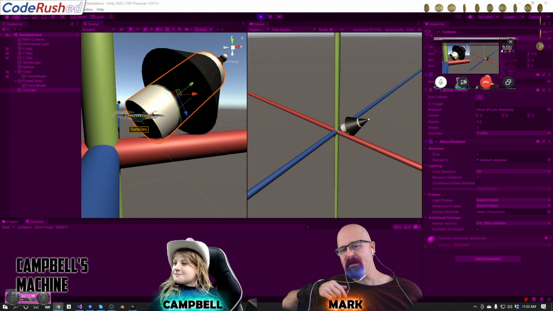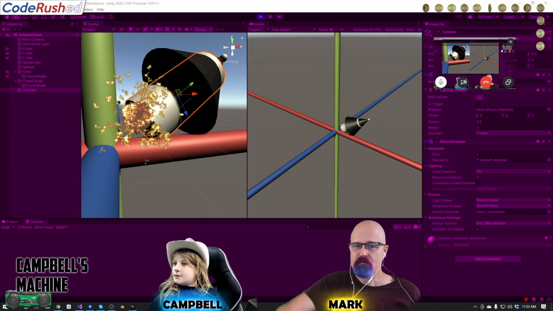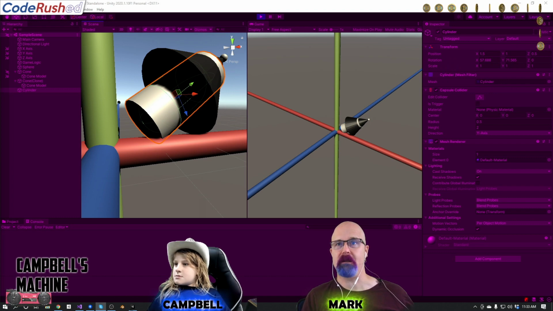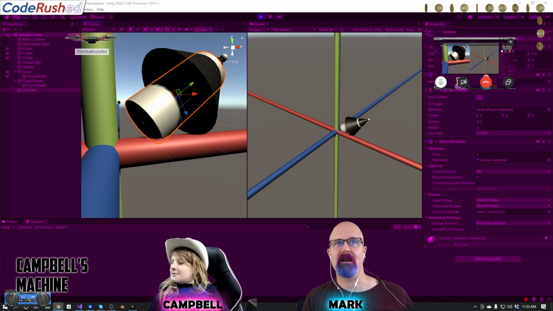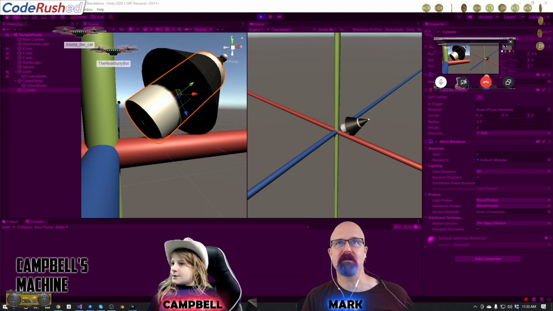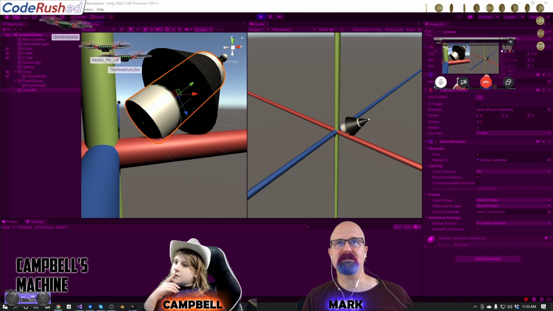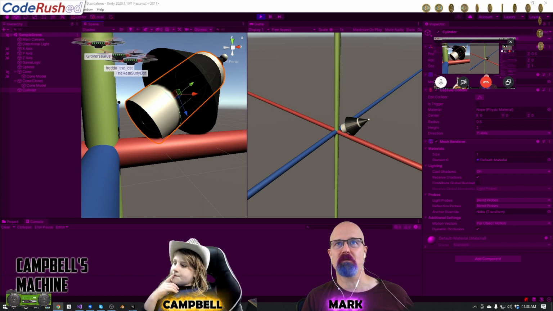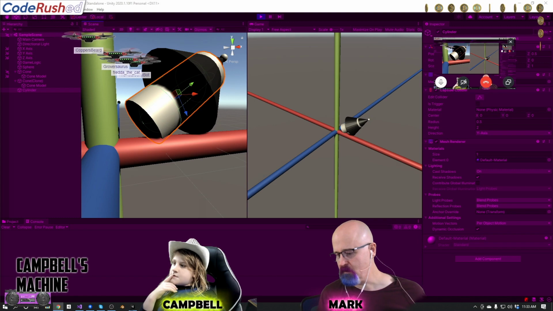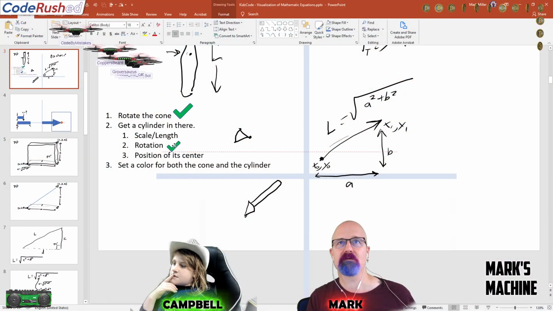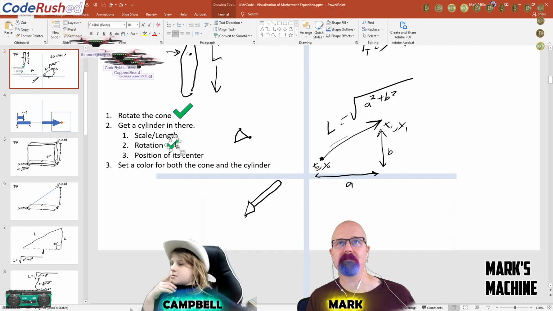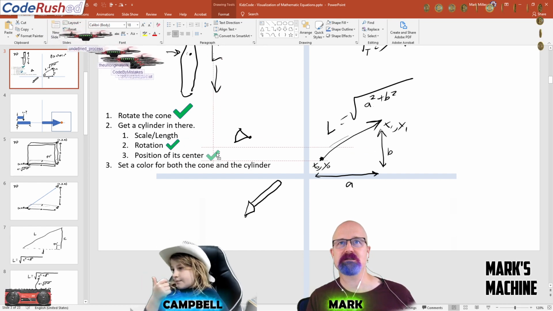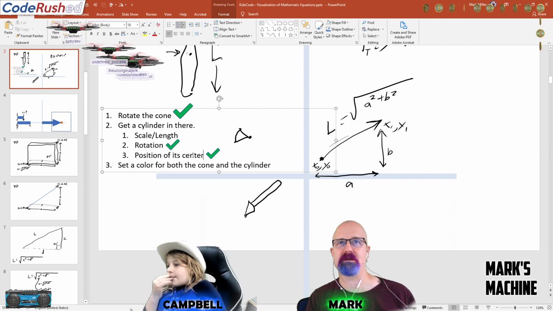All right, so we've got to now get this the right length. Hold on a second. We got it oriented correctly. We deserve a round of applause for that, kids. Let's check that off. Okay, get the cylinder in there. We got the scale, the rotation. We're right in here on rotation. Here's my machine right there. And we got the position of its center, too, right? We did. So we just need to scale length, and there's this one more piece we got to do.